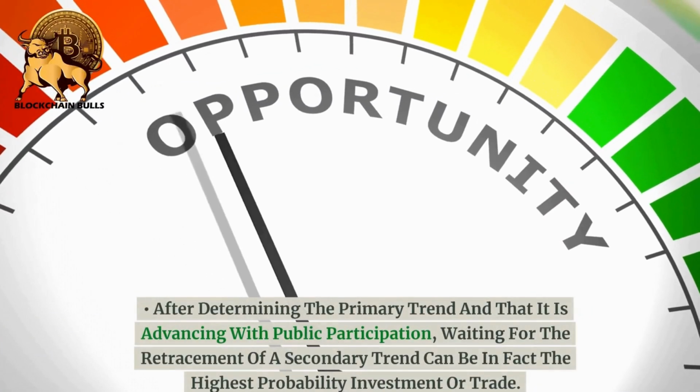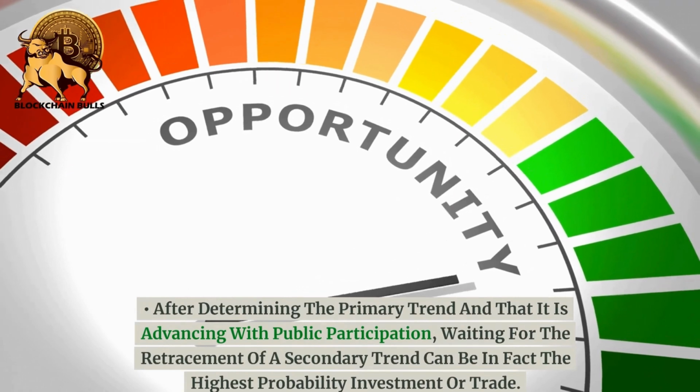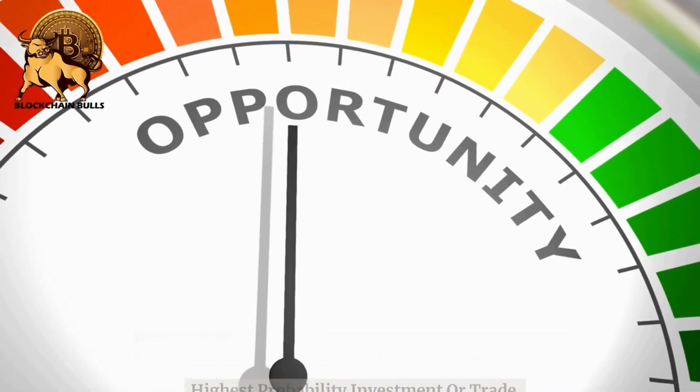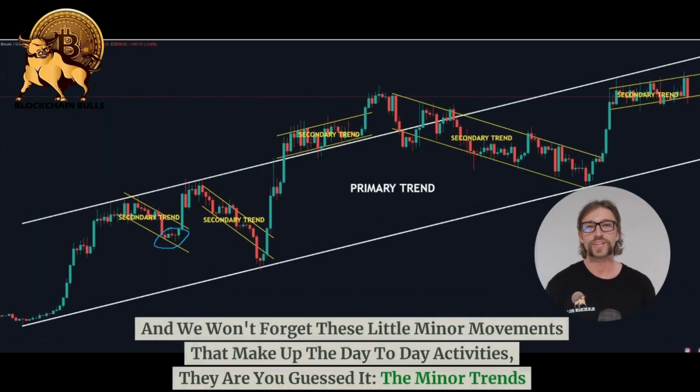After determining the primary trend and that it is advancing with public participation, waiting for the retracement of a secondary trend can be in fact the highest probability investment or trade. As you can see here on this Bitcoin chart, the secondary trends are more often than not the best entry points before the primary trend continues. And we won't forget these little minor movements that make up the day-to-day activities. They are, you guessed it, the minor trends.